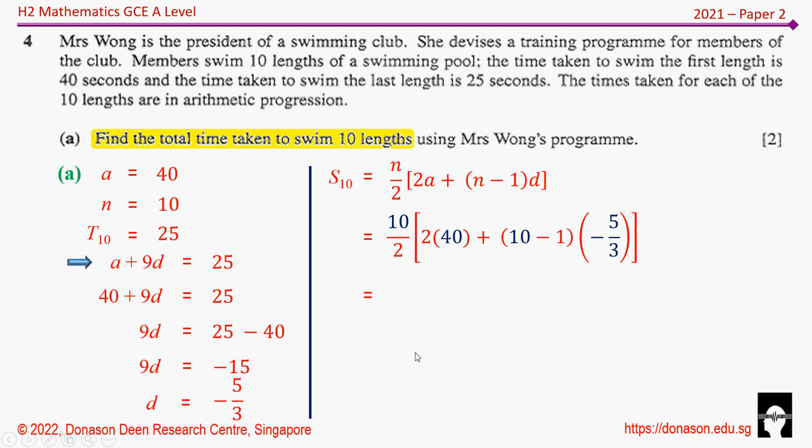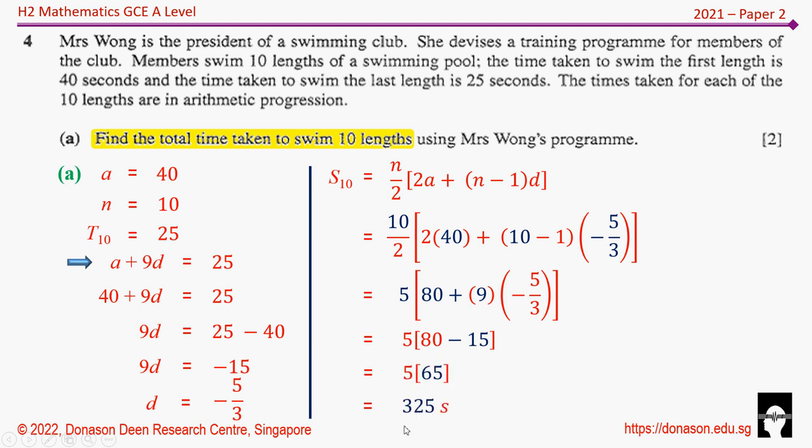So the rest of it is just simple computation. 10 over 2 is 5, twice of 40 is 80. From 10 you minus 1, that's 9, and the minus 5 over 3 that I just copied down. So let's simplify further. 9 times minus 5 over 3 is going to give you minus 15. So inside the bracket, it should be 80 minus 15, times 5, which is 5 times 65. And totally it's going to take a total time of 325 seconds to swim 10 lengths of the swimming pool.